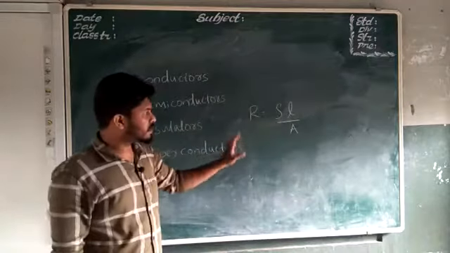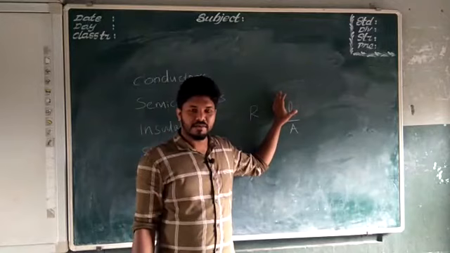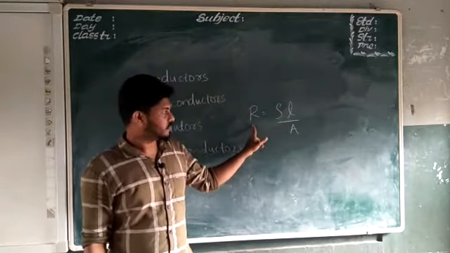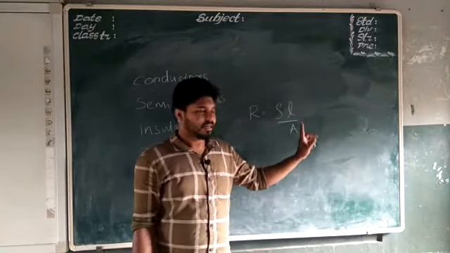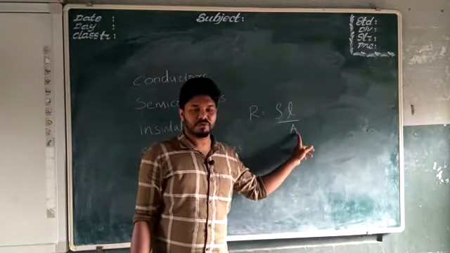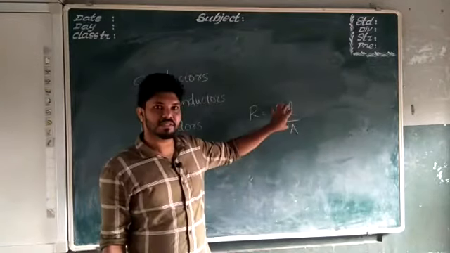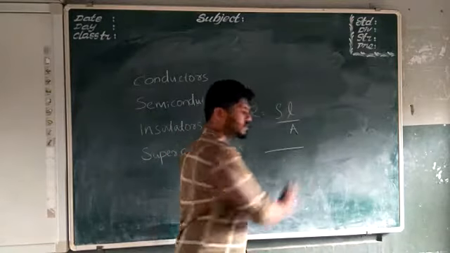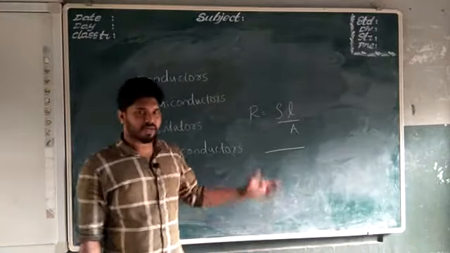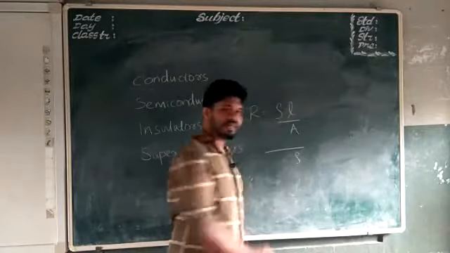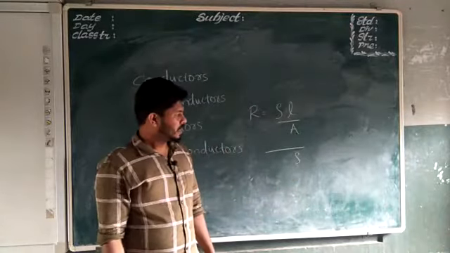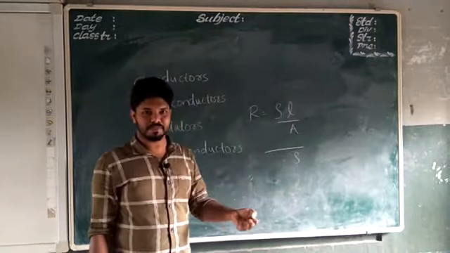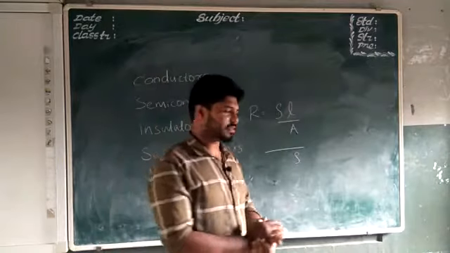Actually, this resistivity was a constant. When we were studying the factors the resistance depends upon, we got that it is proportional to the length and inversely proportional to the cross-sectional area, and from there we got resistivity. If you are considering a piece of conductor, it should have a resistivity, and this resistivity value actually changes according to the temperature. So how does it change? Let's see.